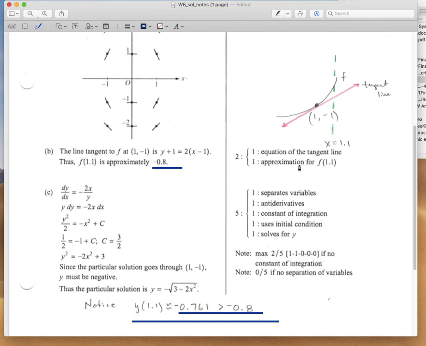Okay, so if you meet a differential equation on the AP exam, make sure you separate, integrate, and celebrate. And remember, you can't celebrate without the C.